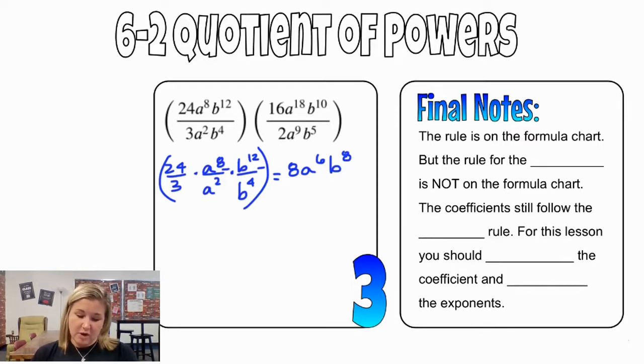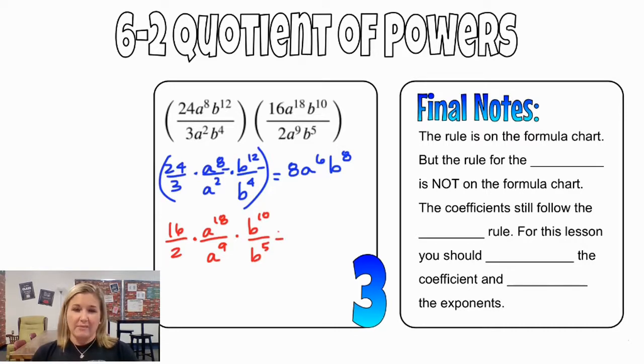And then the second part here, I'm going to have 16 divided by 2, a to the 18th divided by a to the 9th, and then b to the 10th divided by b to the 5th. And so I'm going to divide my coefficients. So I still have 8, a to the 9th, since I'm subtracting 18 minus 9, which is 9. And then I have b to the 5th, since 10 minus 5 is 5.